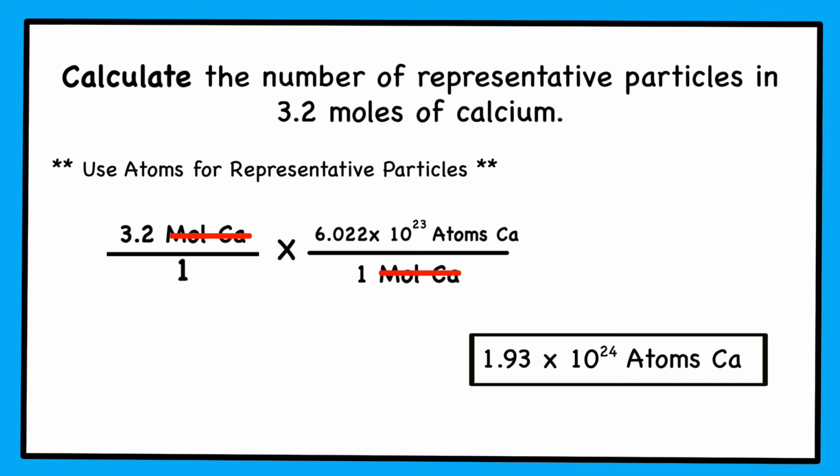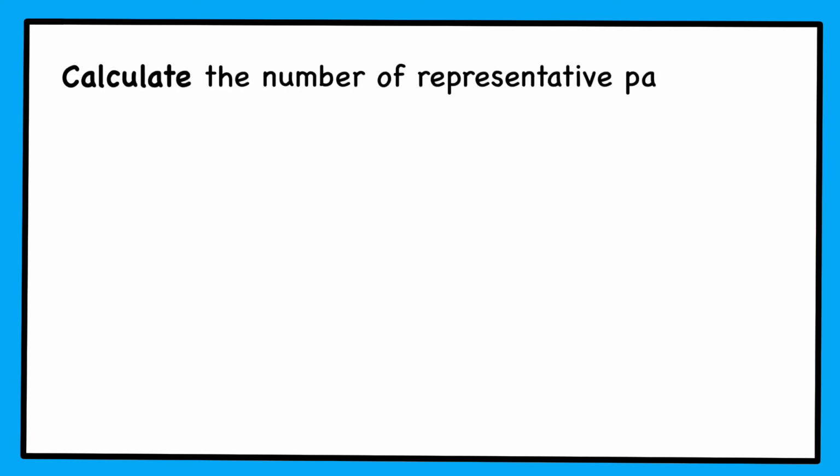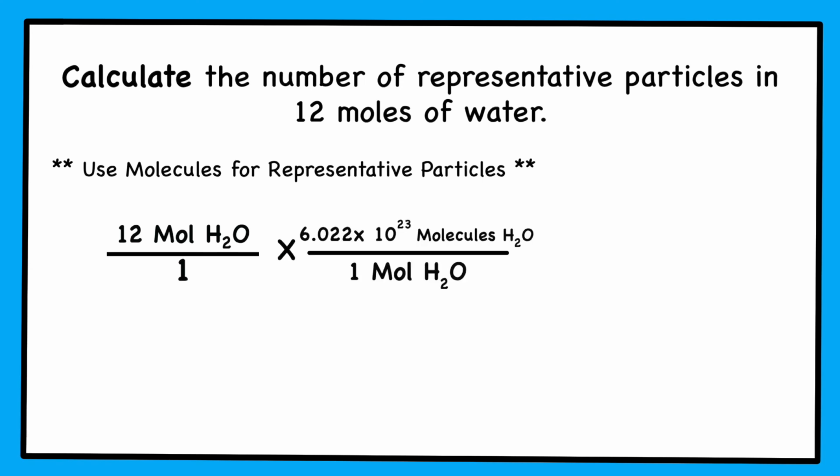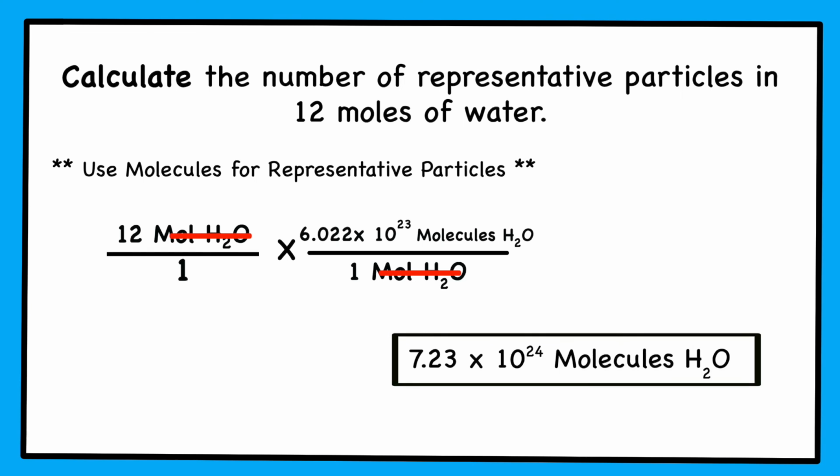Not too bad, right? Let's work another one. Let's say we were asked to calculate the number of representative particles in 12 moles of water. First thing that I'm seeing is water is a molecular compound, so our representative particles should be molecules. Next, I put what is given over 1, so 12 moles of water over 1, and I multiply it by the relationship of 6.022 times 10 to the 23rd molecules of water over 1 mole of water. This gives me that there are 7.23 times 10 to the 24th molecules of water in 12 moles of water.